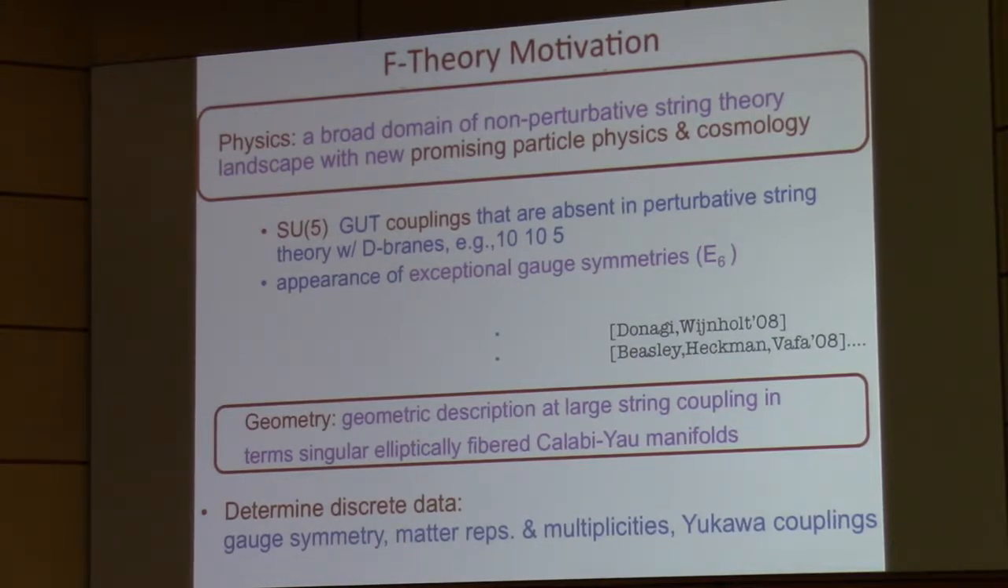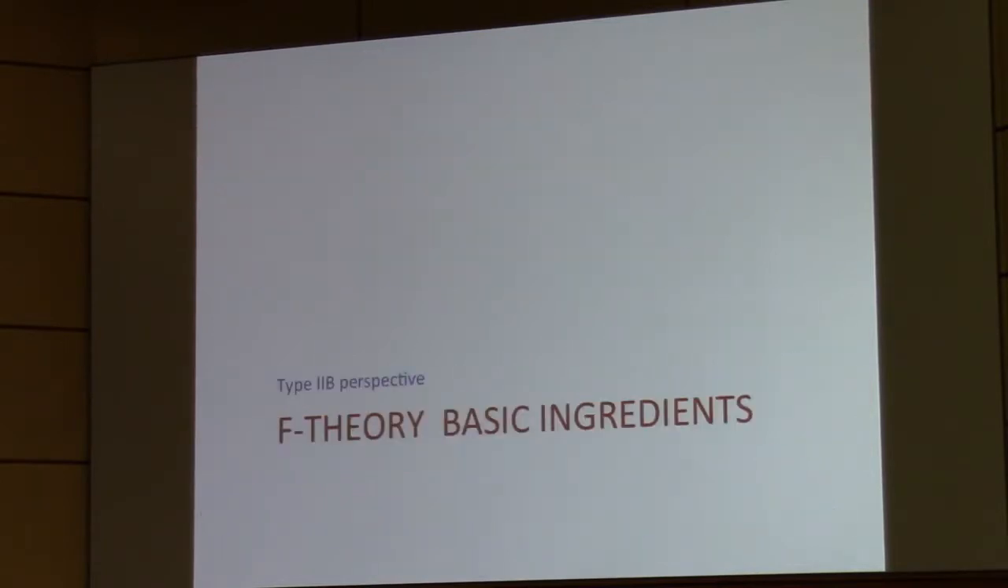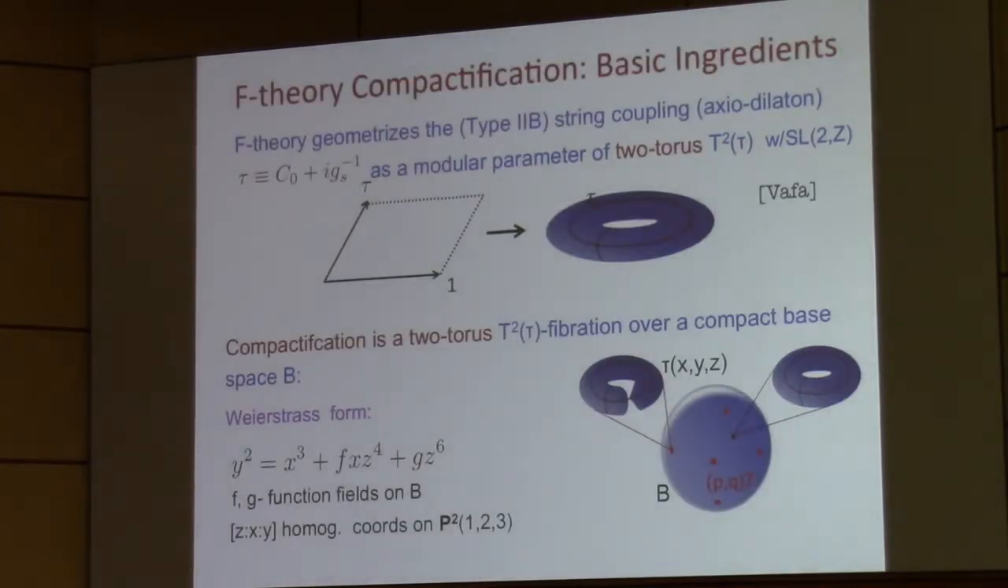As far as what we refer to as continuous data, those are much harder questions, in particular the actual magnitude of couplings. Calculable techniques along those directions are really at very early stages. So my focus will be primarily on the first two discrete data aspects, gauge symmetries and matter representations along with their multiplicities.